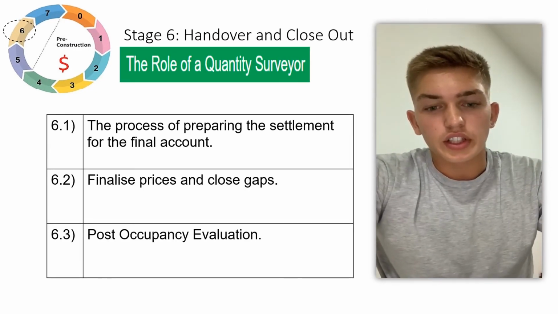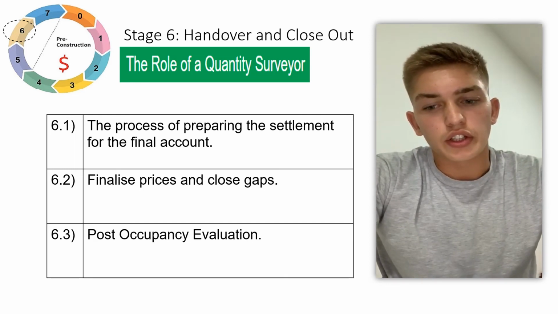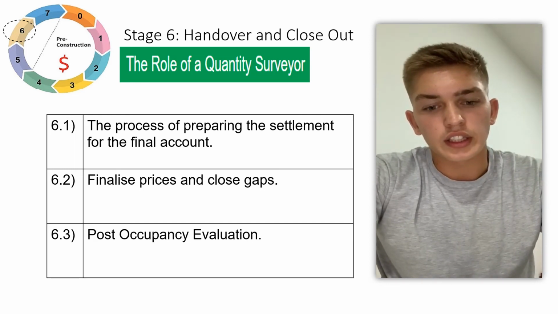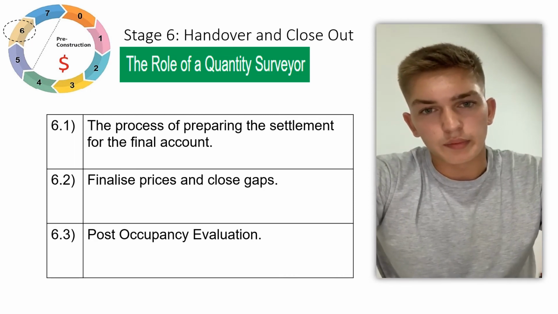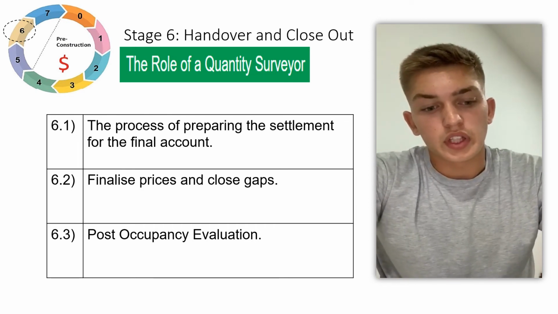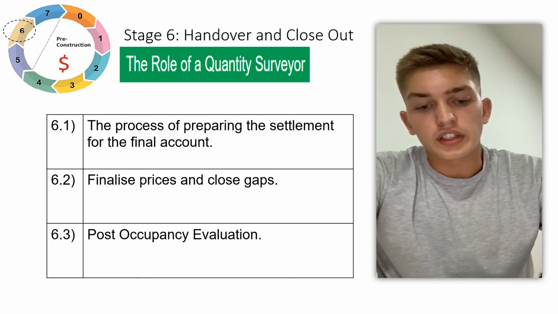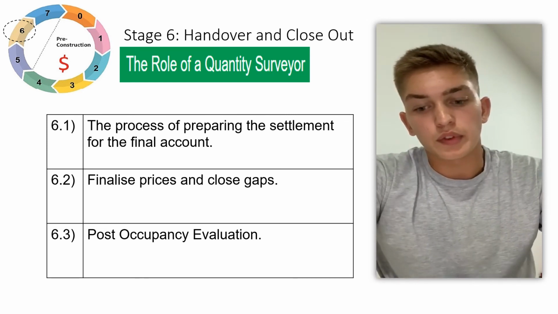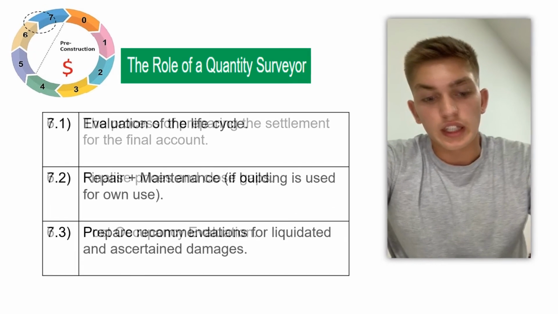In Stage 6, the QS has to begin the process of preparing the settlement for the final account. The QS will start calculating and agreeing any adjustments to the contract sum so the amount of the final payment can be determined. This could take a very long time, even a number of years, to do. Another job is the post-occupancy evaluation. It is the process of obtaining feedback on the building's performance.